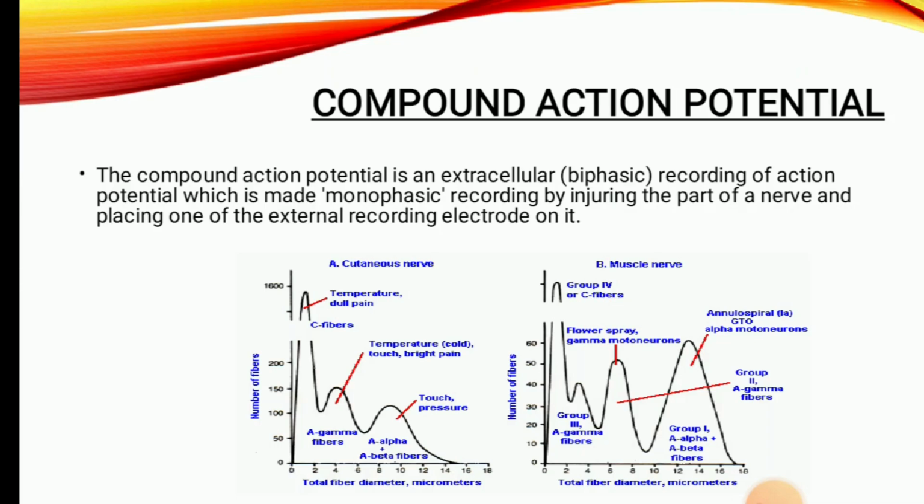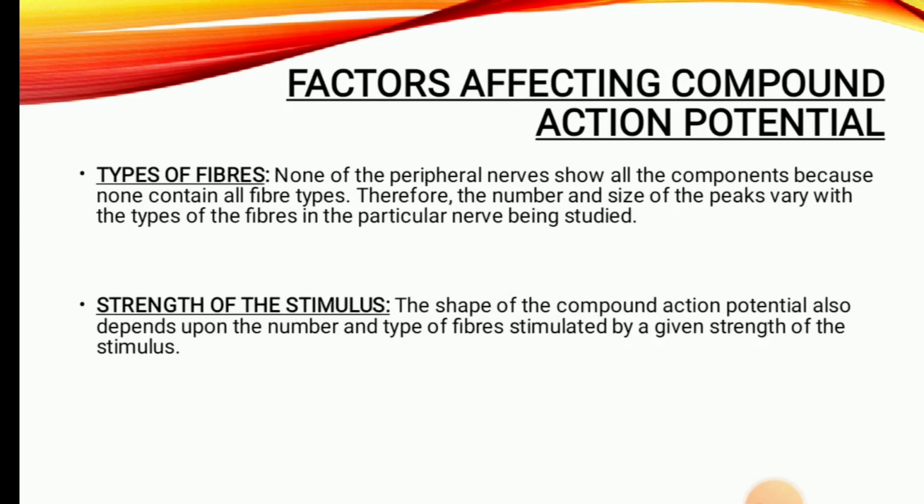So what is the main role of compound action potential? Why is it being done? It is widely used to study the functional conduction of a nerve. If it is asked in your questions, write a short note on compound action potential. First you provide the description, or I would say the definition of compound action potential. Then write what are the factors which affect the compound action potential, and lastly draw the graph of it, which I'll show you in the next slide.